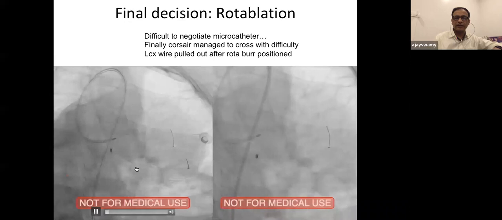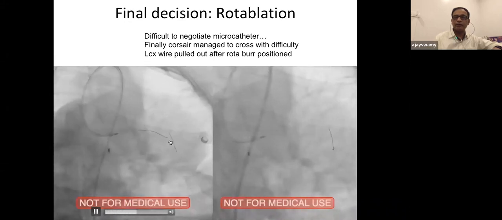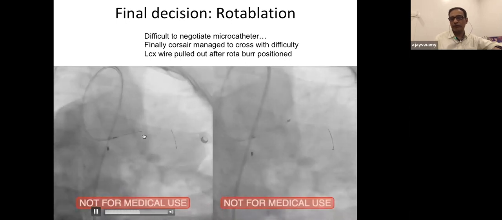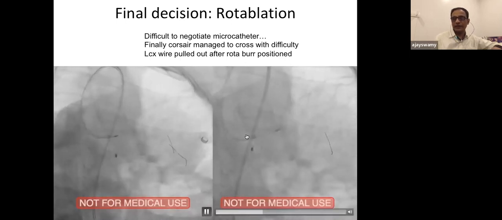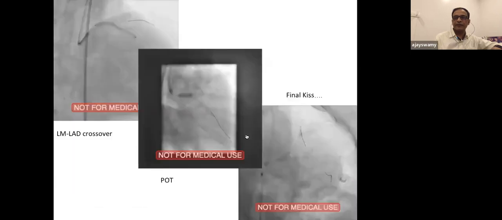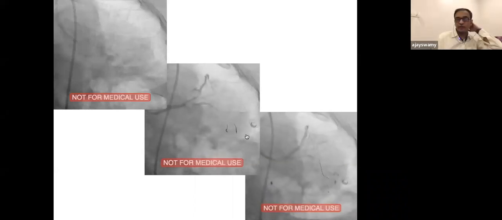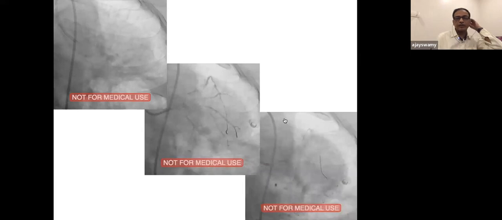Then we managed to deliver the rota burr, put in a microcatheter, put in the rota wire, and did not pull out the circumflex wire until the rota burr was at the mouth of the left main. We burred through the LM-LED part and into the proximal LED. And now this time the Corsair could be repositioned very easily, whereas it went with great difficulty initially. It just walked through, and we finished with a DK crush. I wanted to show this because there was some discussion that dissection is a contraindication to rota, and it was a much more detailed discussion last time.